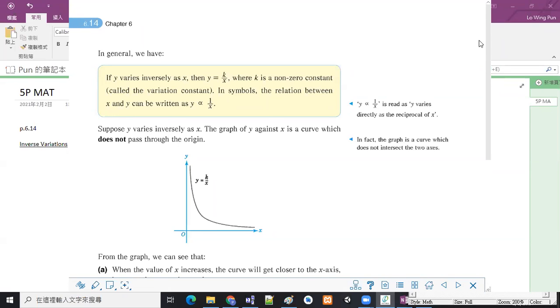And today we're going to learn the second type of relationship between x and y. That is called the inverse variation. That is like when x increases, then y will decrease, or when x decreases, then y will increase at some kind of proportion.